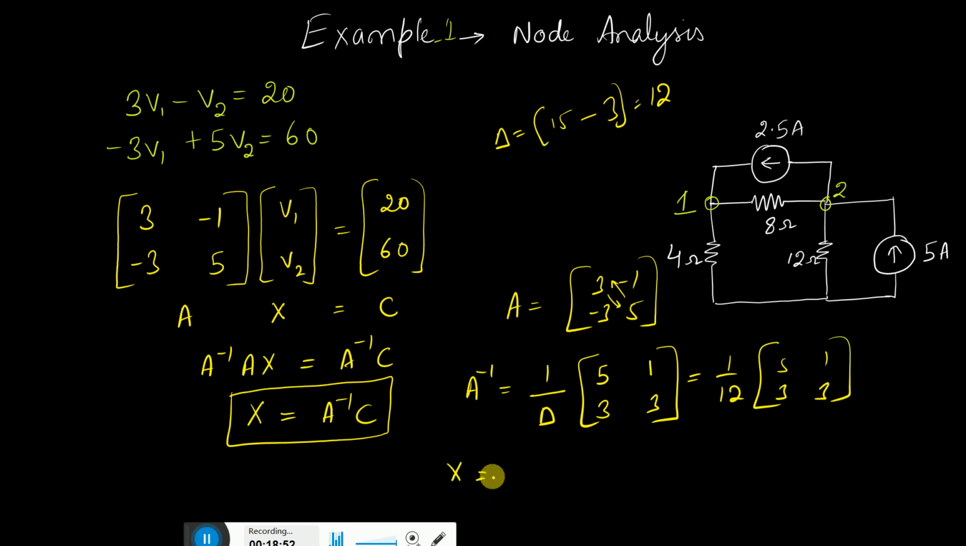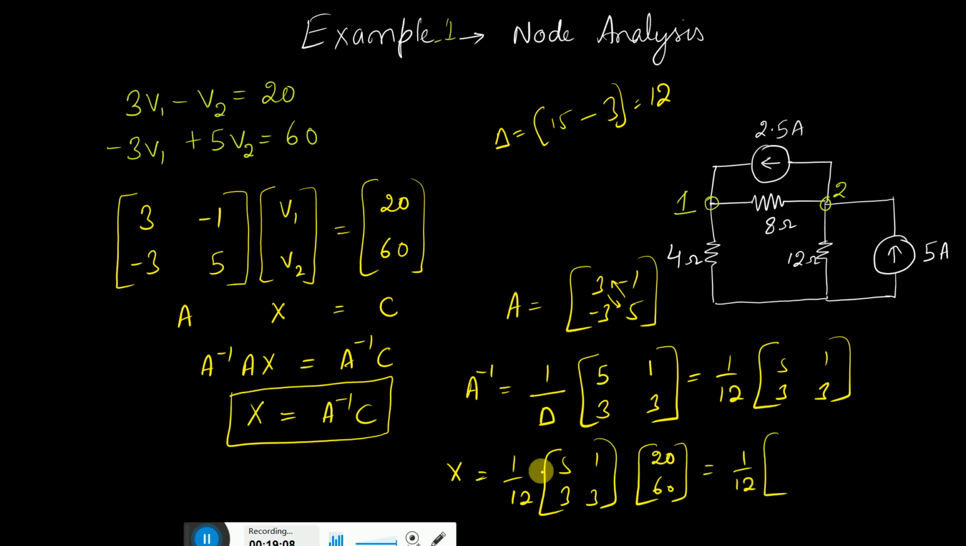So what is x? x is equal to 1 by 12, the value of A inverse we are writing, and then we multiply with c. c is 20 and 60. So here you just keep this 1 by 12 as it is, 5 into 20 and 1 into 60. So this comes around to be 160 here. Similarly, 3 into 20, 3 into 60, this comes around to be 240, and then you can simply write down this value as 13.33 and this value as 20.